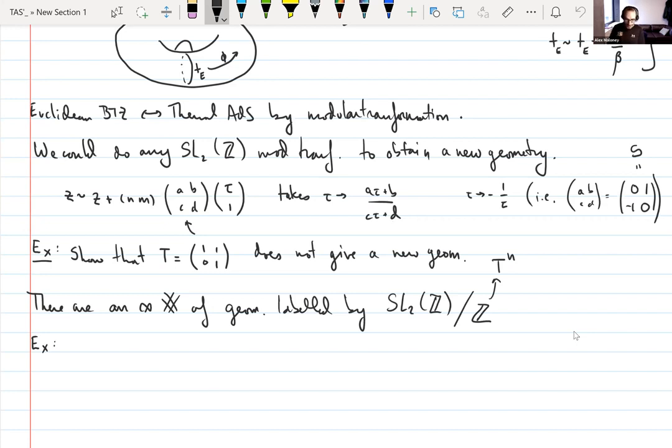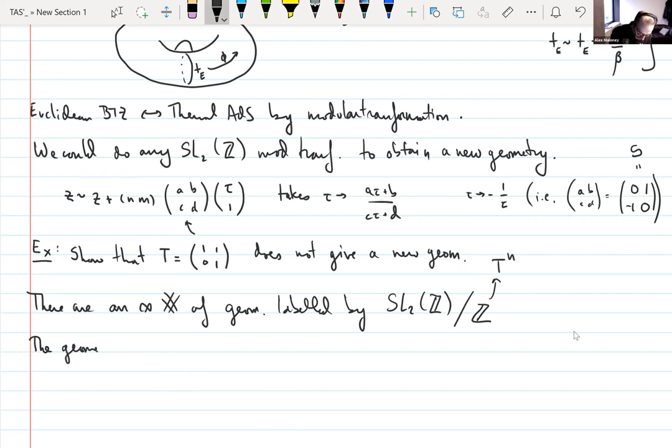So one final, yeah. Just one question. In that exercise, what do you mean by does not give a new geometry? Do you mean that the diffeomorphism vanishes at infinity? Let me say it a different way. Okay. So another way of characterizing these geometries.